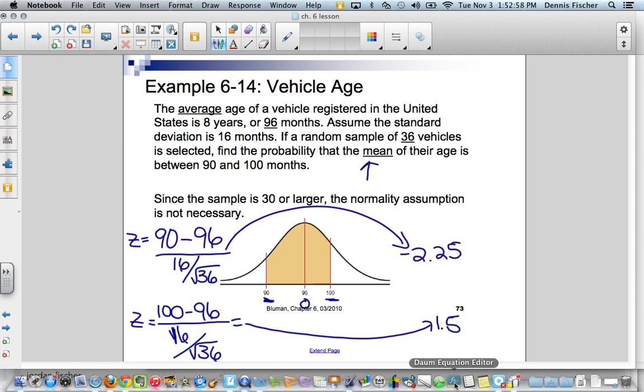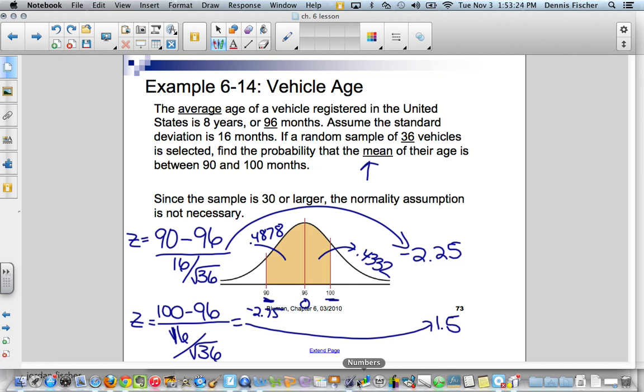2.25 is 4878. Okay, sounds good. So this area right here, there's a negative 2.25 right here. This area here is 0.4878. And this area right here, 0.4332. I'll agree with you.